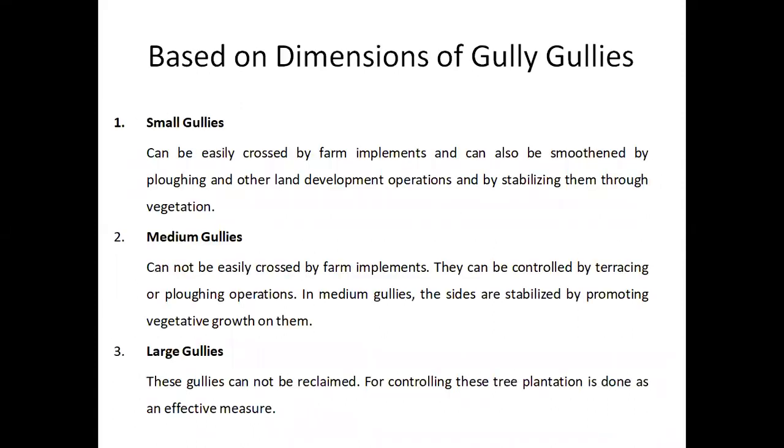Then according to the dimensions, there are small size gully, medium size gully, and large size gully. Small size gully means it can be crossed by the farm implements. Medium size gullies cannot be crossed by farm implements but can be controlled with terracing. And large size gullies cannot be reclaimed; we cannot reclaim them or make them plain land. Only the further erosion rate can be controlled by adopting some tree plantation or by growing some vegetative cover.